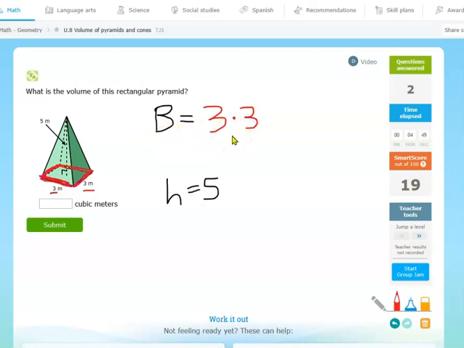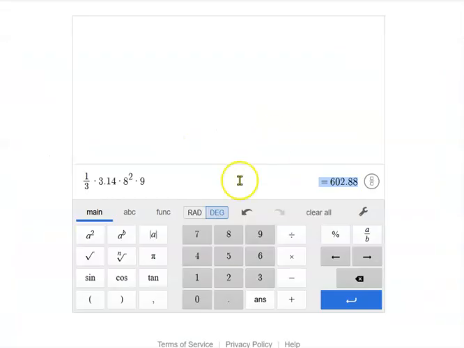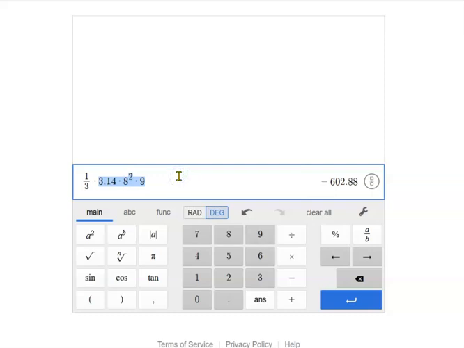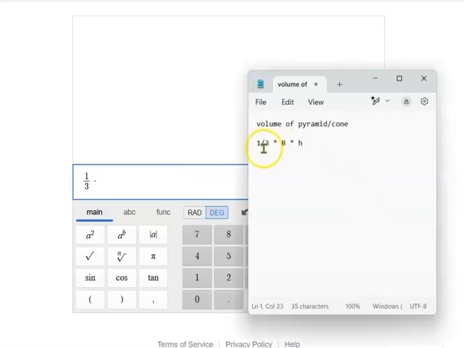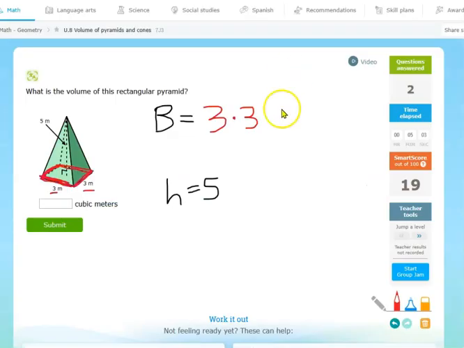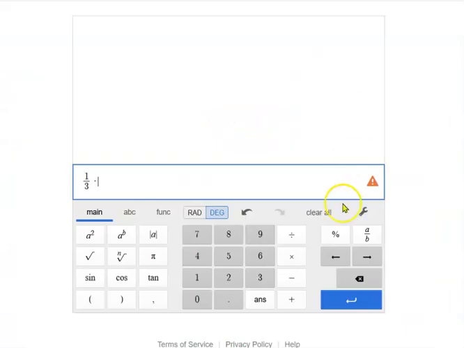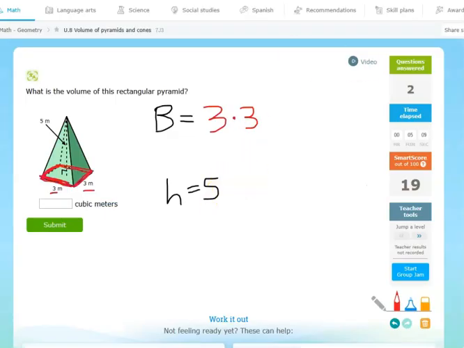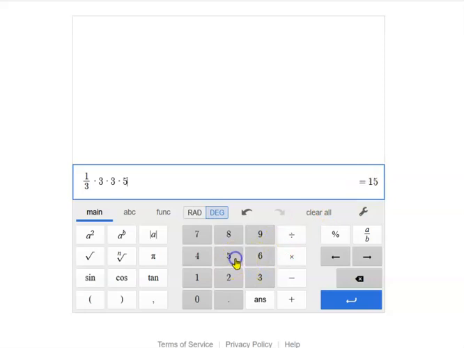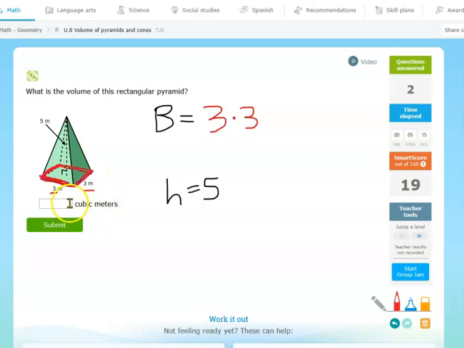All right, so we have the area of the base, we have the height. Let's pop back over here. We're only keeping the 1/3. That's the only thing that kind of stays the same from problem to problem. Remember, the formula is 1/3 area of the base times the height. Okay, so 1/3 times the area of the base is 3 times 3. And then the height is 5. So our answer is just 15. Definitely no rounding needed there.